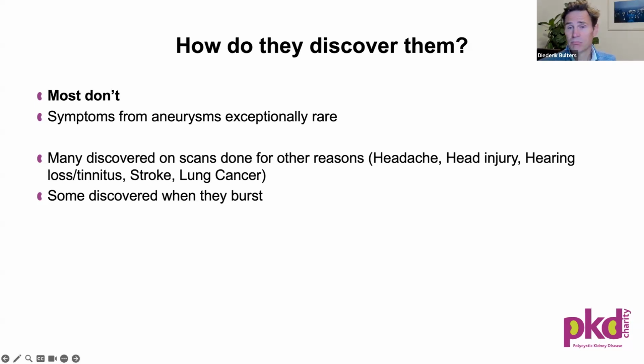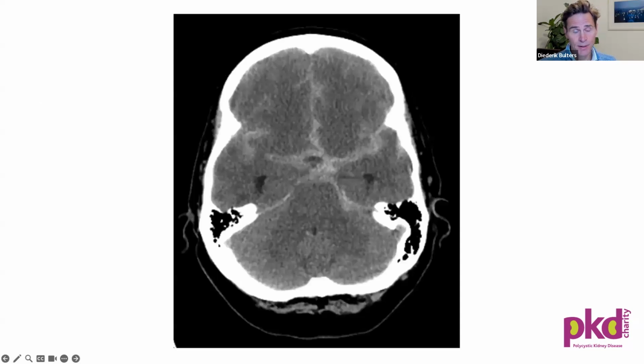Typical reasons are headaches, if they've had a head injury. People often have scans for hearing loss or tinnitus, if they have strokes. And actually lung cancer is quite a common one because people with lung cancer smoke a lot, and aneurysms are closely related with smoking. So the vast majority of people don't know about it. Some they know about because they've had a scan done for other reasons. And then an occasional one they'll discover when they burst. But that is really the small minority.